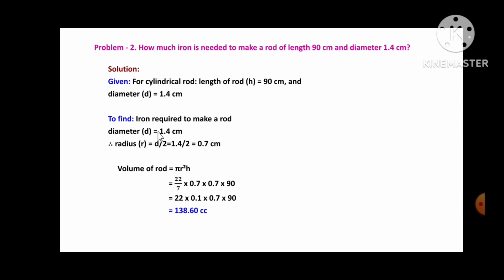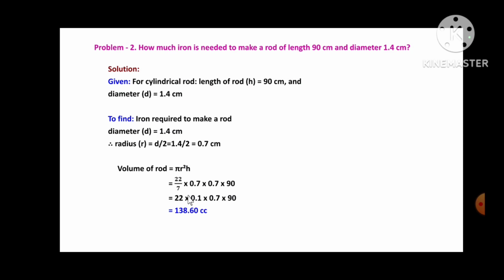Here we will find the iron required, which means we have to find out the volume of this rod. Naturally, here it is given that d is 1.4 centimeter, so r will be d by 2, that is 1.4 upon 2, that is 0.7 centimeter. And the formula for volume of a rod is pi r square h, since the rod is a cylindrical shape. So put the values: 22 upon 7 into 0.7 into 0.7 into 90.